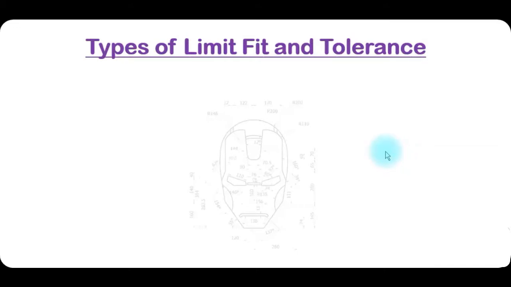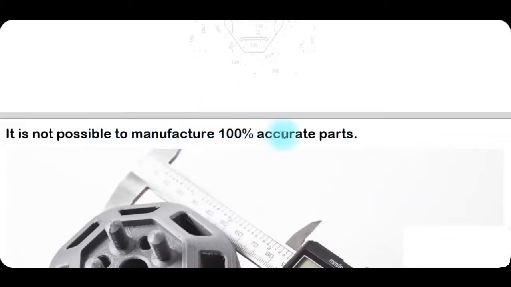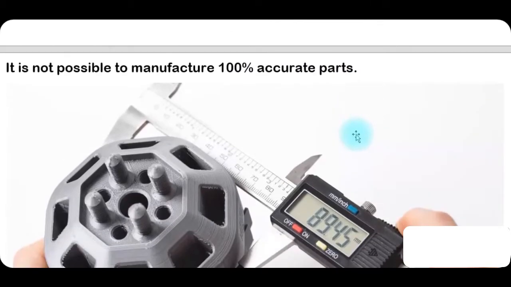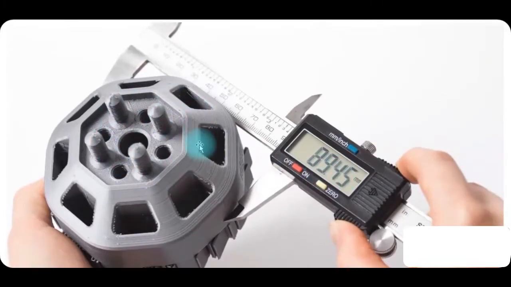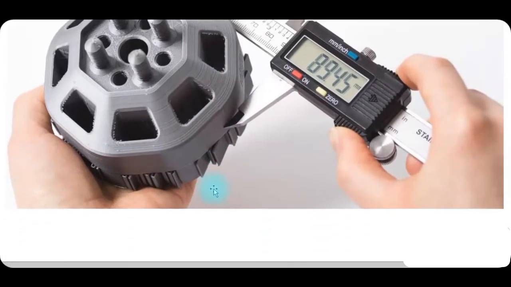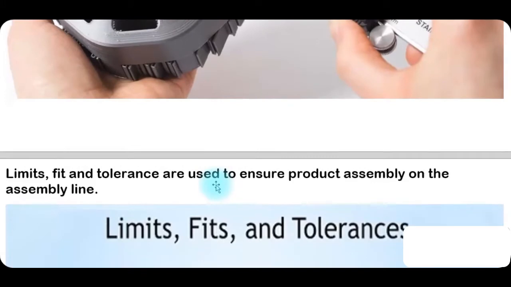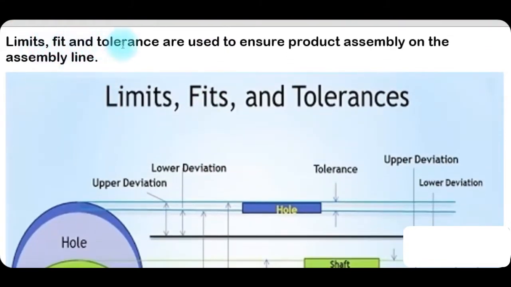Let us see the limit, fit, and tolerance. In the product design world, it is impossible to manufacture a 100% accurate part. It means if we take a dimension to maintain as exactly 0, this is not possible to do. There are some limitations, and we need to provide flexibility to manufacture the part, and that flexibility is called tolerance.